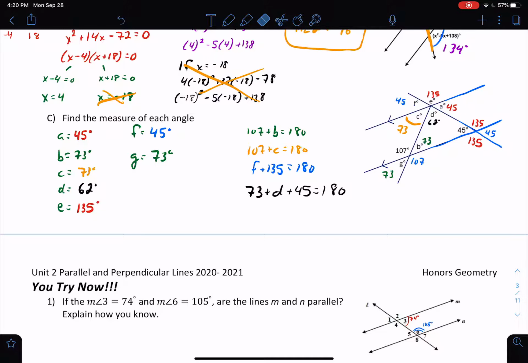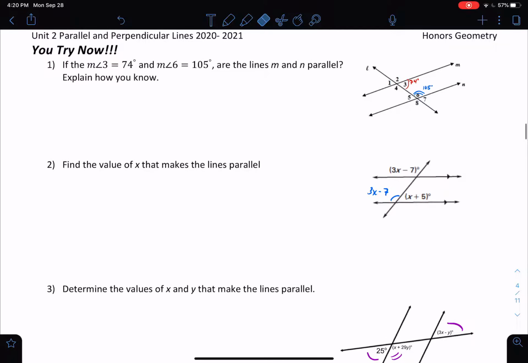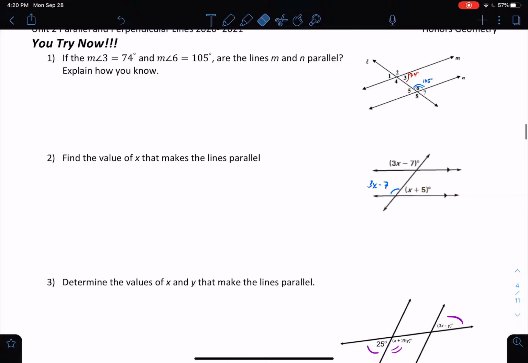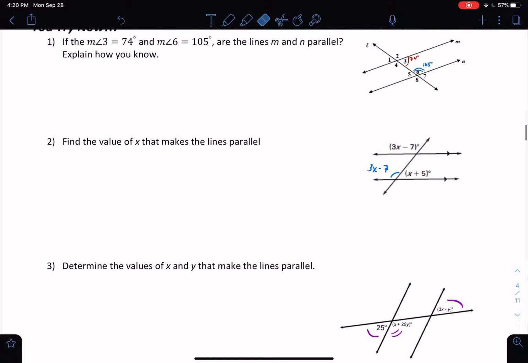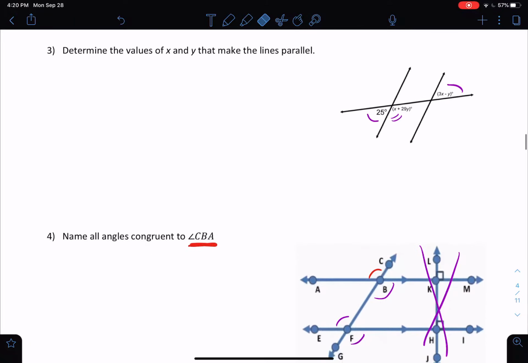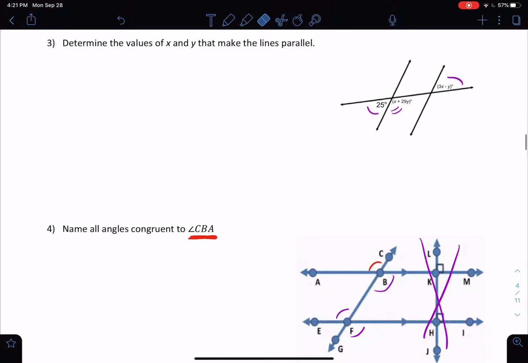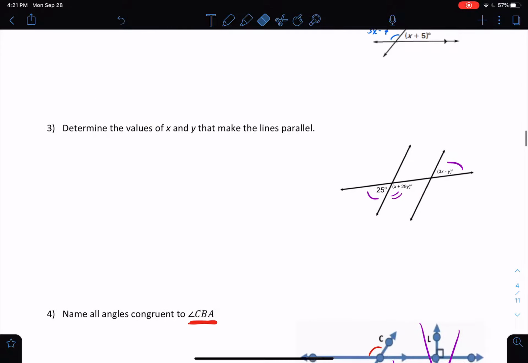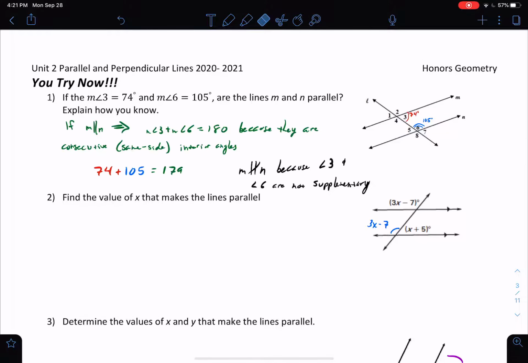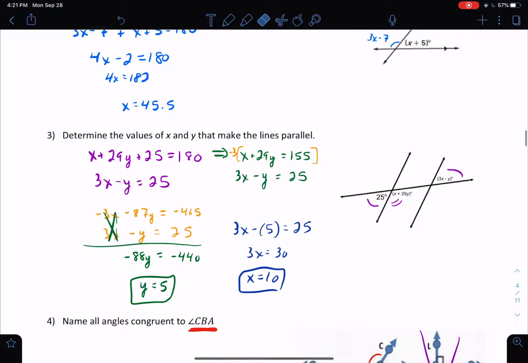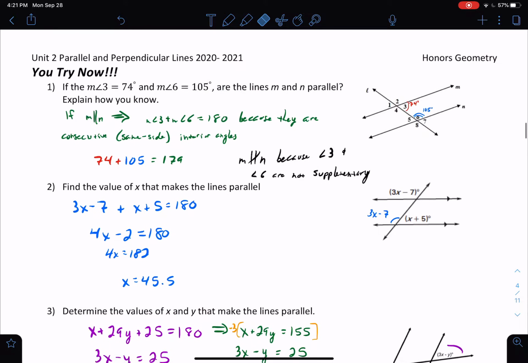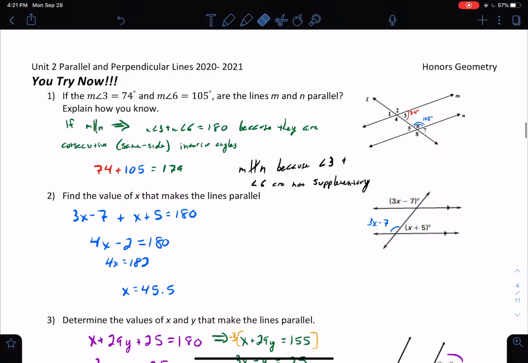All right. So now that we've gone through a lot of examples, I want you to try the you try nows. I think there are 4 of them. So pause the video now, try 1 and 2. After you're done with that, pause the video and try 3 and 4. Okay, so pause it, try those. And then here are the answers for the you try nows. So there's the answer for 1.